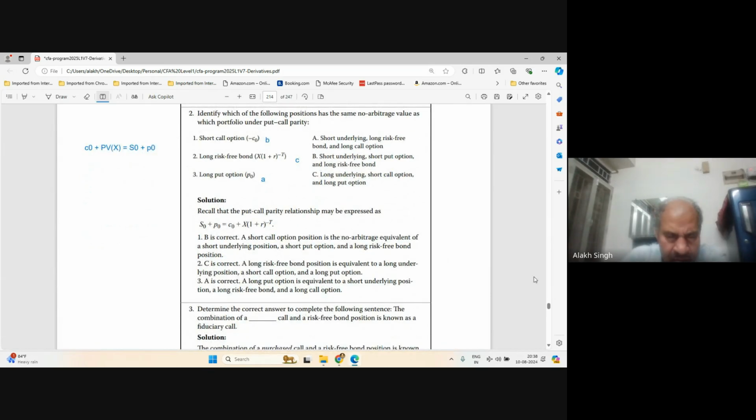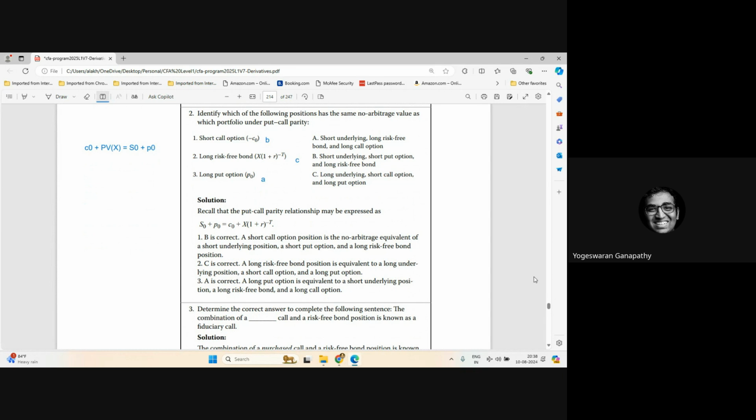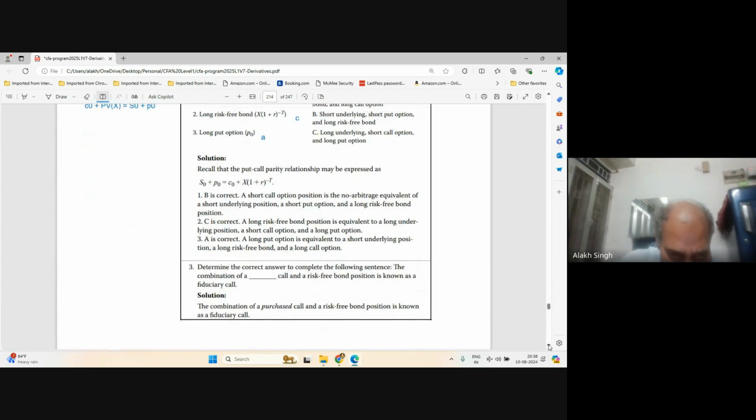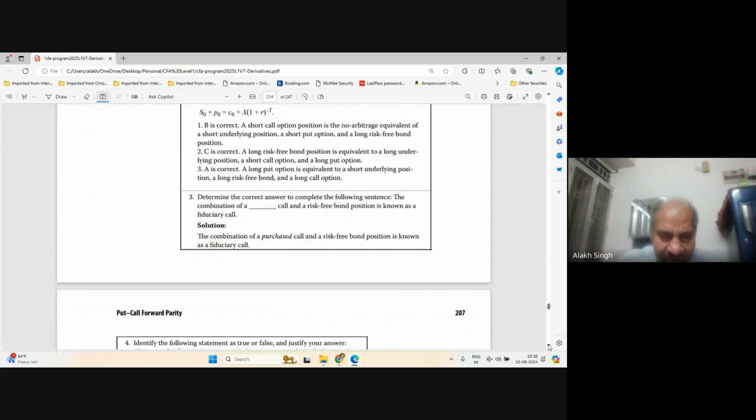Okay, now this question. Determine the correct answer to complete the following sentence. The combination of a dash call and a risk-free bond position is known as a fiduciary call. Long call and a risk-free bond. Very good, you remember it. I shouldn't have deleted that, it was used in this question. Yes, a purchased call, long call.